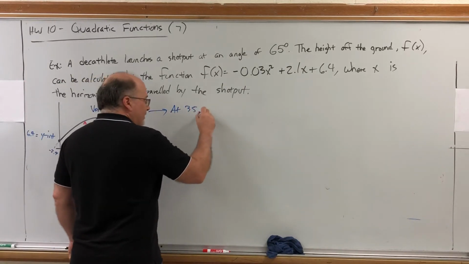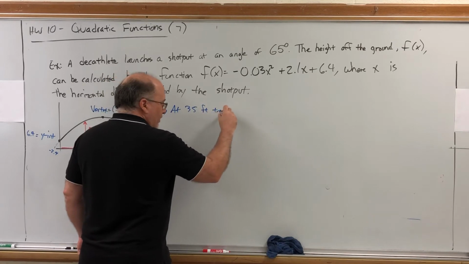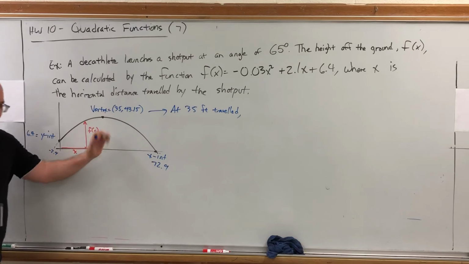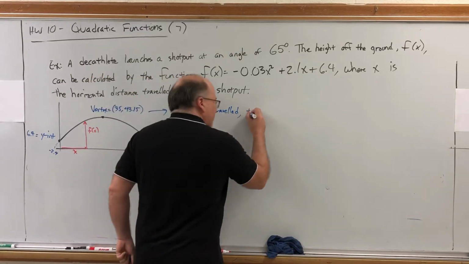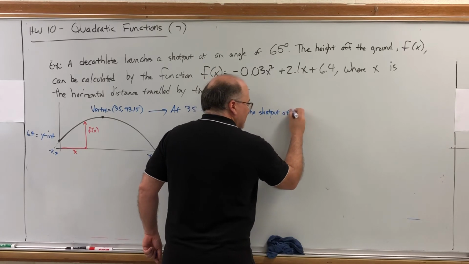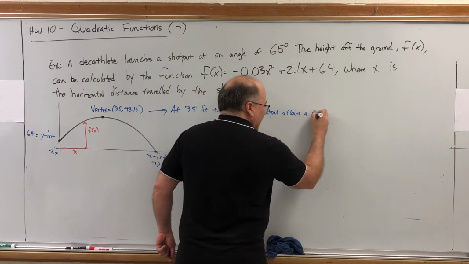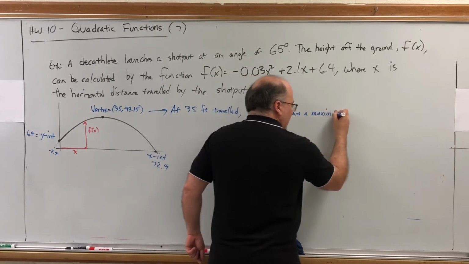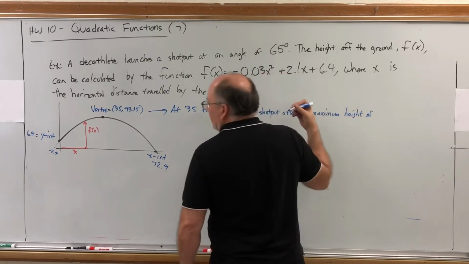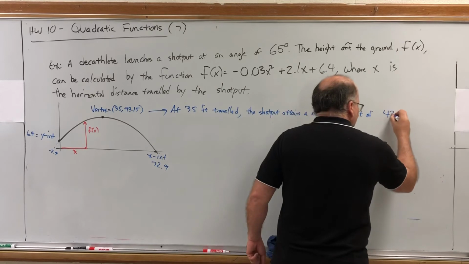So from this vertex, we can say 2 things. At 35 feet traveled, because remember, the x is measuring how far it's traveled horizontally, the shot put attains a maximum height of 43.15 feet.